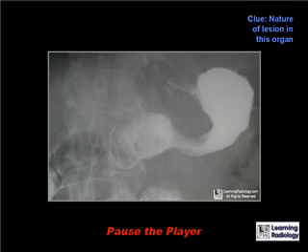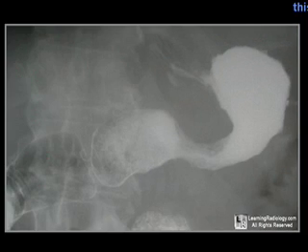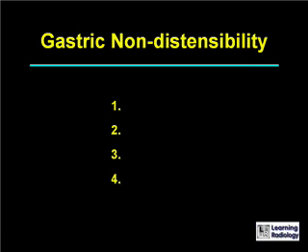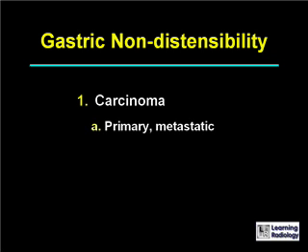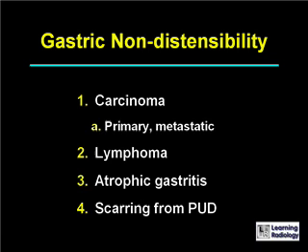Next differential diagnosis. The differential diagnosis is for gastric non-distensibility. There are 4 main causes. The 4 main causes for gastric non-distensibility are carcinoma of the stomach, primary or metastatic, lymphoma, atrophic gastritis, or extensive scarring from peptic ulcer disease.